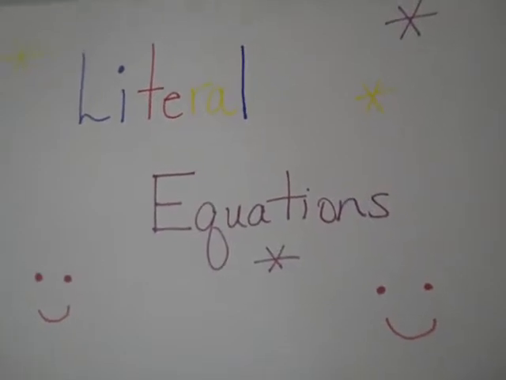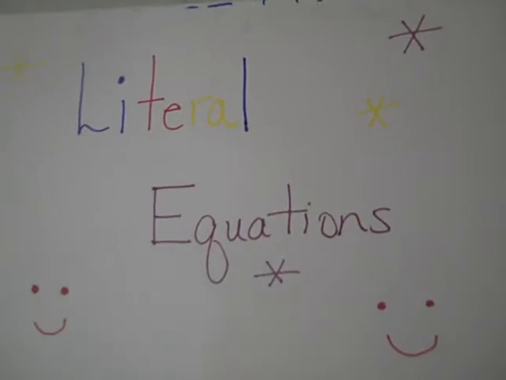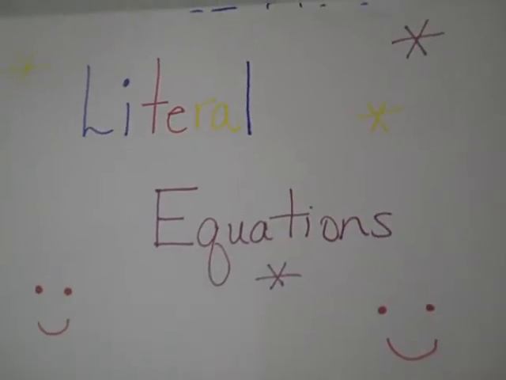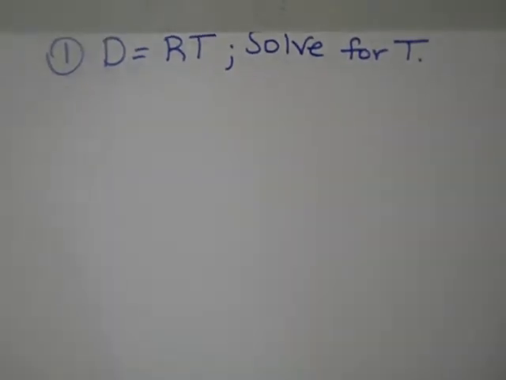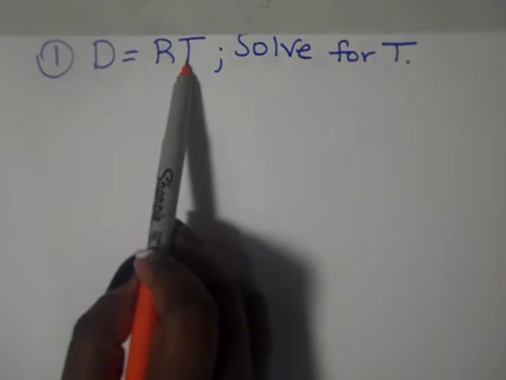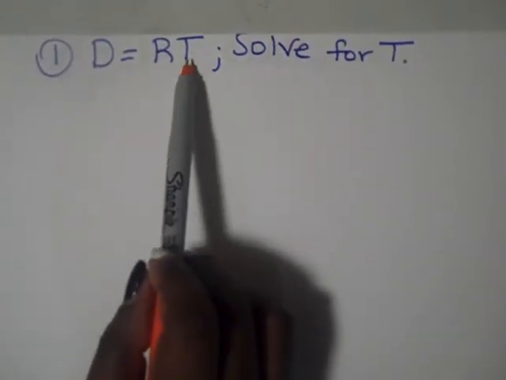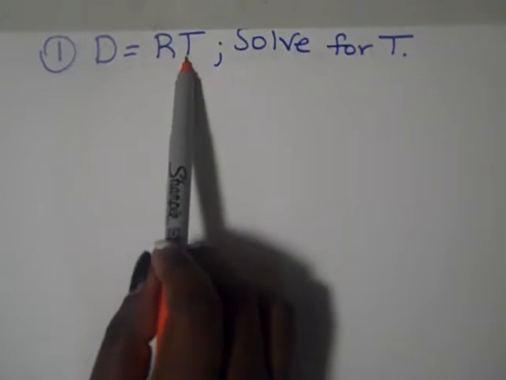Today, we'll be solving literal equations. When we do literal equations, we'll be solving for a specific variable. Problem number 1. D equals R times T. Solve for T. So that means that we're trying to get T on the side by itself.